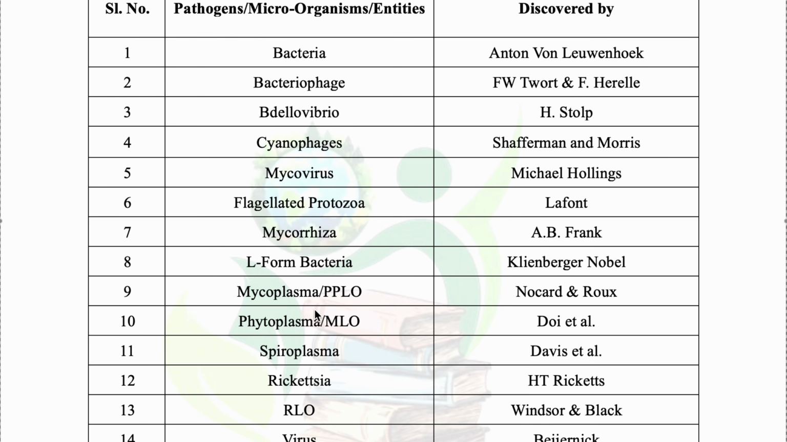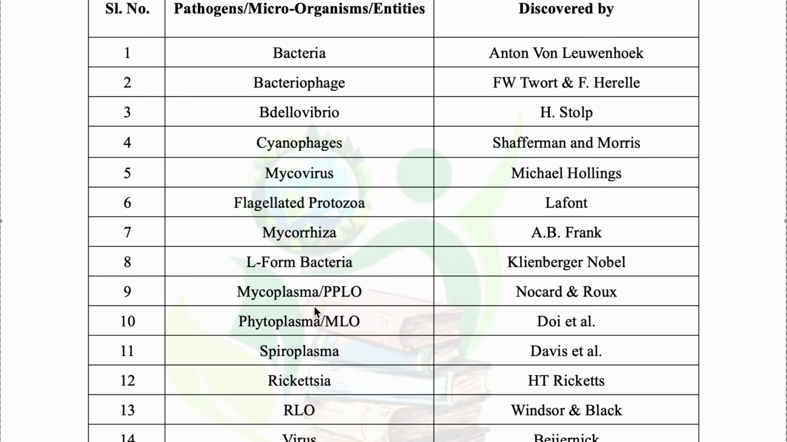Next, mycoplasma or PPLO. PPLO is what? Pleuropneumonia-like organism, discovered by Nocard and Roux. Next, phytoplasma or MLO. MLO means mycoplasma-like organism, discovered by Doi et al. Next, spiroplasma. Spiroplasma was discovered by Davis et al.